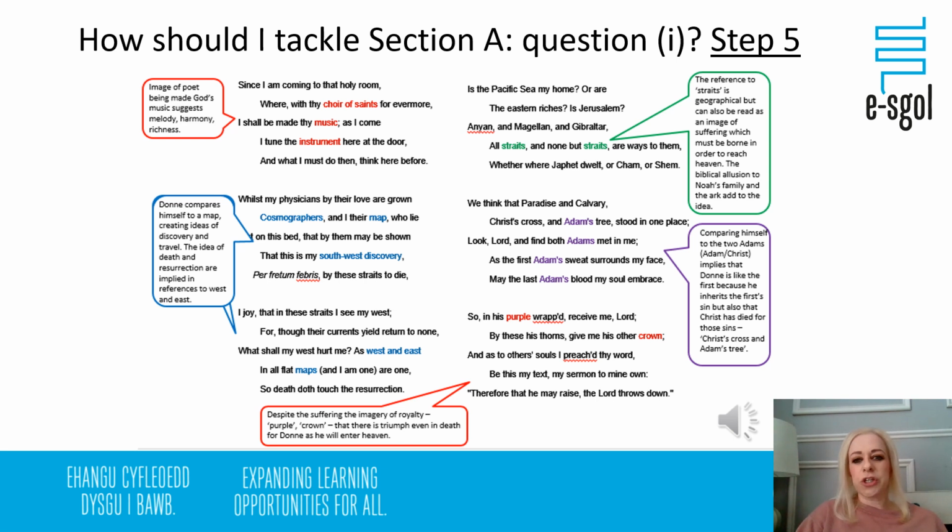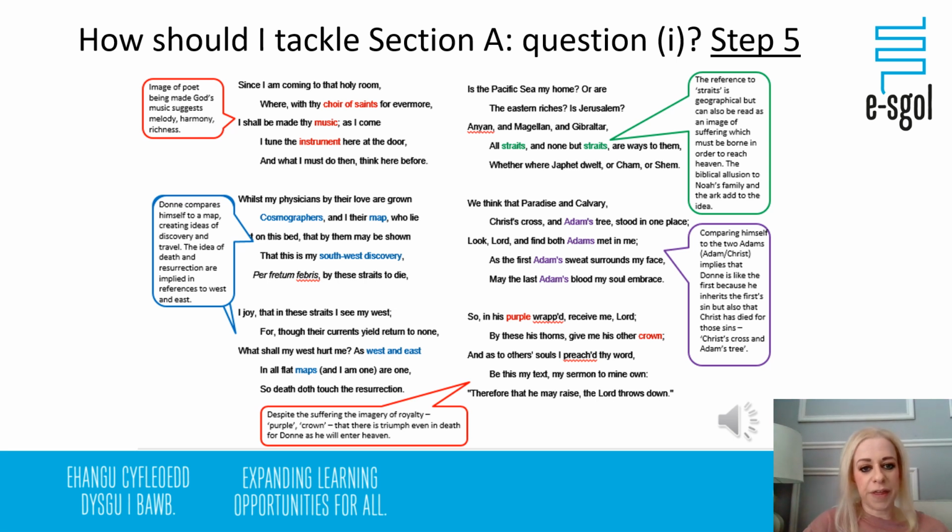Okay, so here we've got examples of annotation of this poem then. Since I'm coming to that holy room where, with thy choir of saints forevermore, I shall be made thy music; as I come, I tune the instruments here at the door, and what I must do then, think here before. Whilst my physicians by their love are grown cosmographers, and I their map, who lie, if on this bed, that by then may be shown that this is my southwest discovery. Okay, and on it goes.